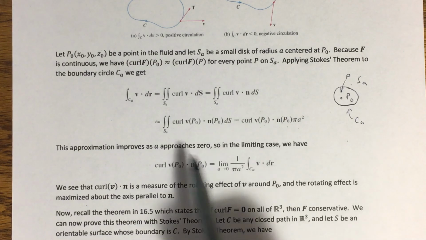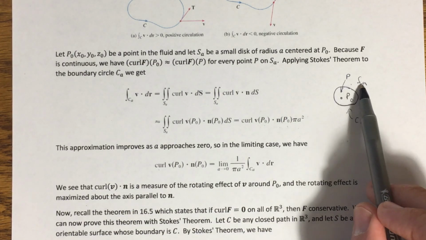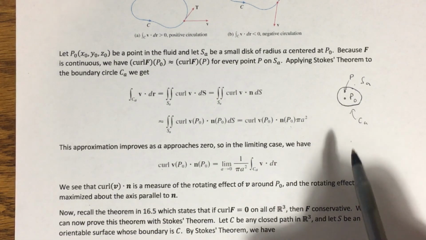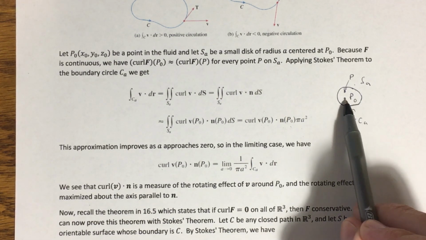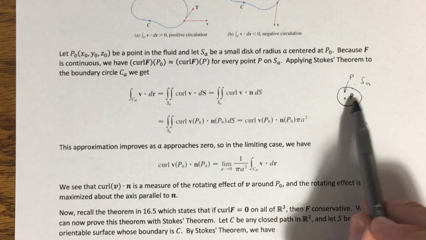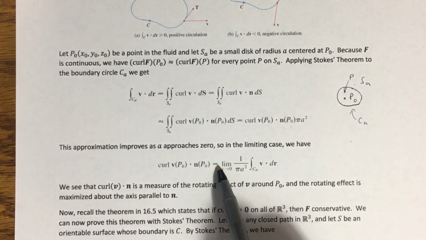I'm saying approximately because we have this approximation right here. However, if you shrink a down towards 0, intuitively that approximation gets better and better. And because p naught, it doesn't look like it here, but p naught is supposed to be the center of that disk. If you let a approach 0, then this disk is shrinking down to that point p naught. And in the limiting case, we get equality.